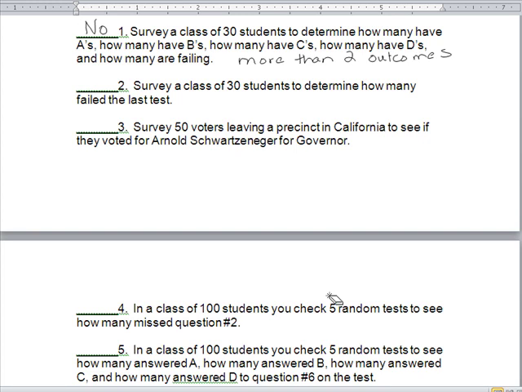And here we are talking about A's, B's, C's, D's, and F's, so we have 5 outcomes, and certainly that's more than 2. All right, number 2, we survey a class of 30 students to determine how many failed the last test.